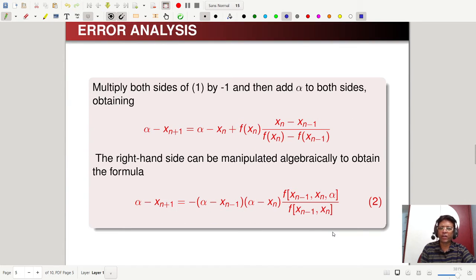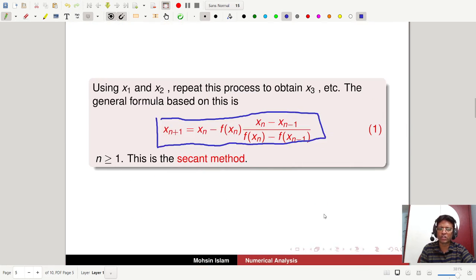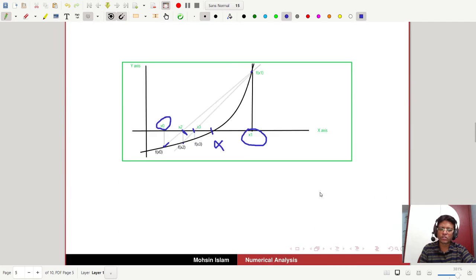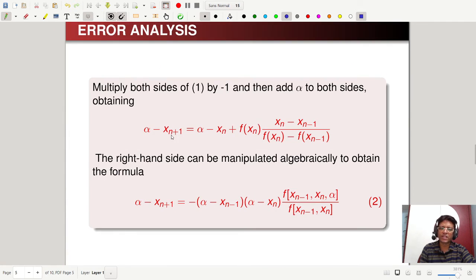So let us have some error analysis. Multiplying both sides of equation 1 by -1 and then adding alpha to both sides, we have alpha minus xn plus 1 equal to alpha minus xn f xn. The right hand side can be manipulated algebraically to obtain the formula.